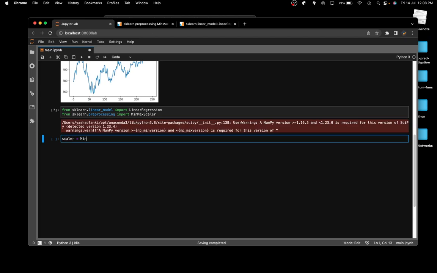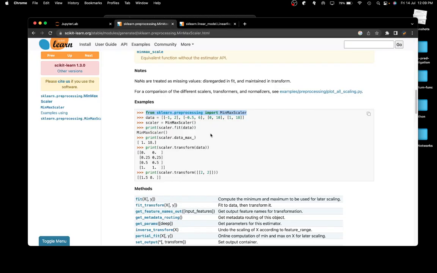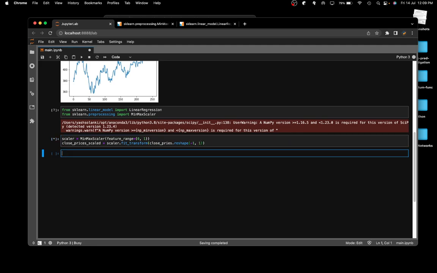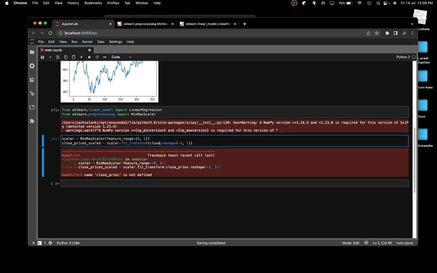First we need to define the scaler. So we say MinMaxScaler, and then we specify what is known as a feature range, which is going to be 0 to 1. I hope I have created this object correctly. Alright, feature range 0 to 1, and then we can say close prices scaled is equal to scaler.fit_transform of close prices, and we have to do one thing, which is .reshape(-1, 1). That's okay, I just didn't spell it correctly. Close prices.